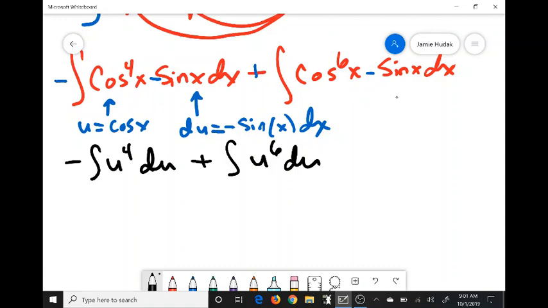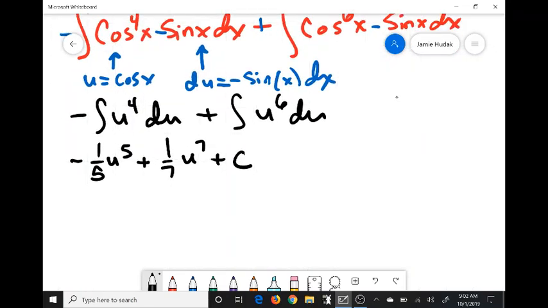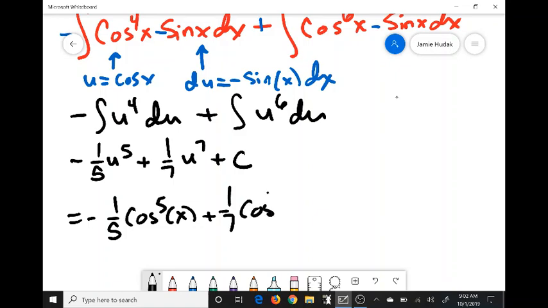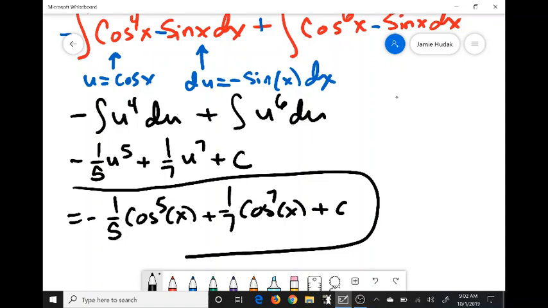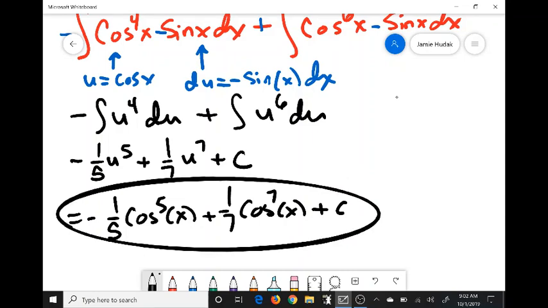So when we take the antiderivative, we have negative 1/5 u to the 5th plus 1/7 u to the 7th plus c. And then we recall that u is equal to cosine of x, so our final answer is negative 1/5 cosine to the 5th x plus 1/7 cosine to the 7th x plus c. And this is our answer to the integral.